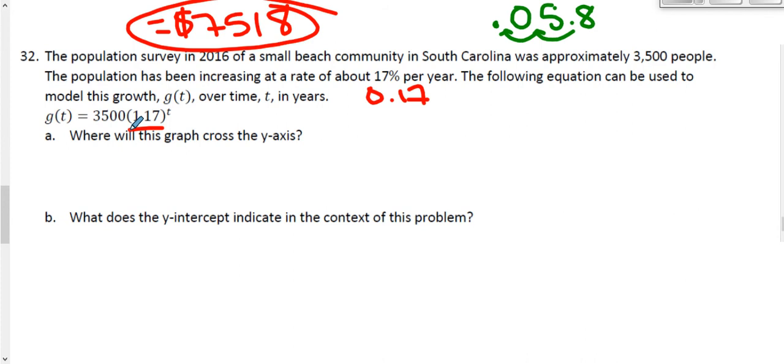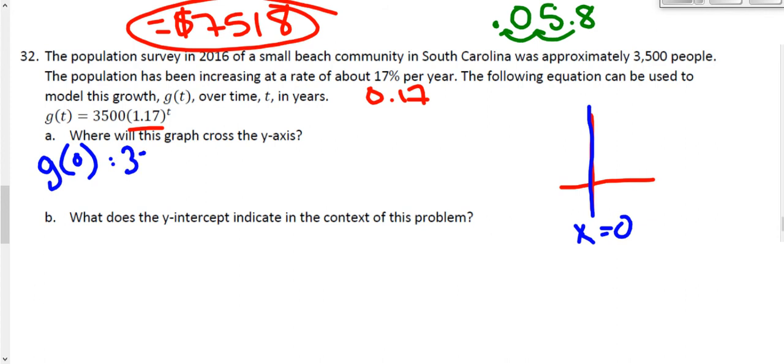And the first question is asking us to interpret this a little bit. Where will this graph cross the y-axis? Now, if you remember, if we look at a graph, we cross the y-axis when x is 0, so when the input is 0. In this problem, the input is t, so when t is 0. So let's take a look at what happens when t is 0. So g of 0. We're going to have to do 3,500 times 1.17 to the 0 power.